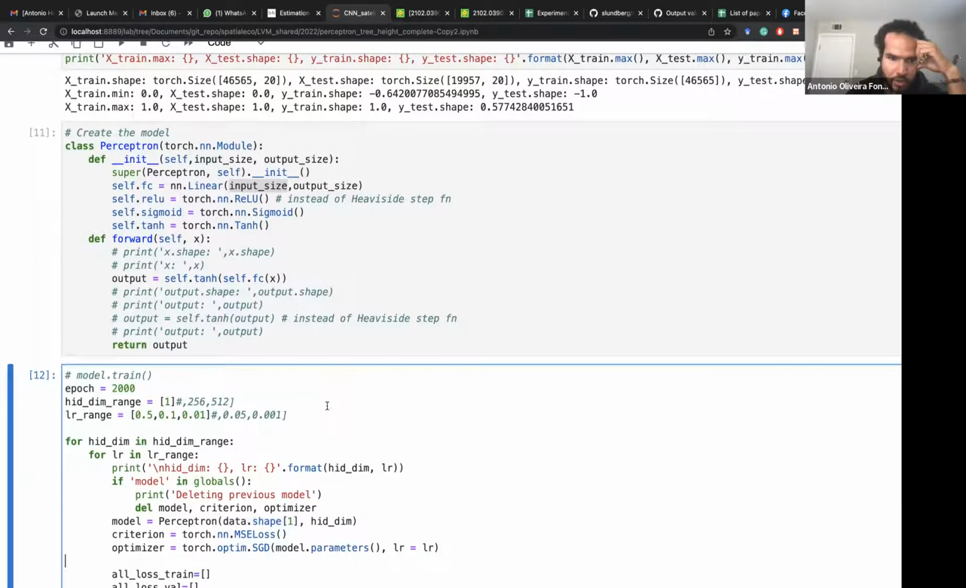Here there is a mistake, I put hidden, but you see that the second parameter of perceptron is the output size, which is always equal to 1 by default, okay?